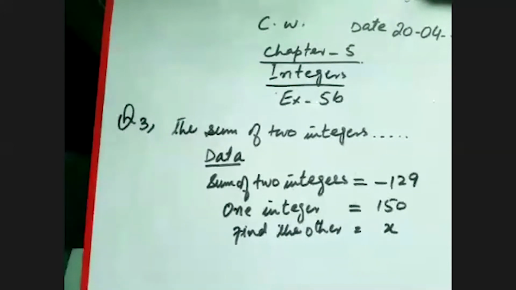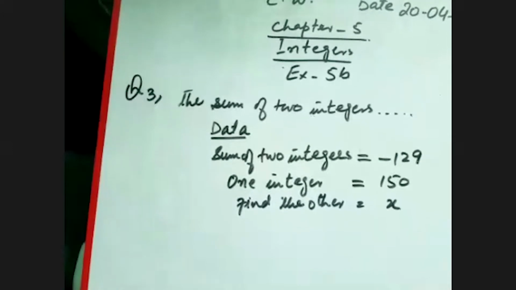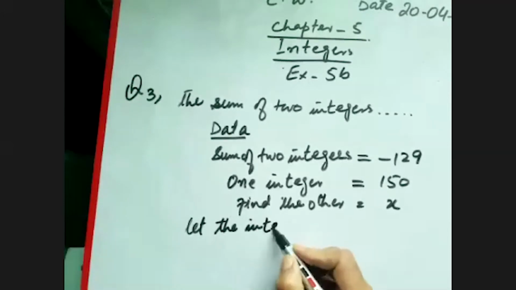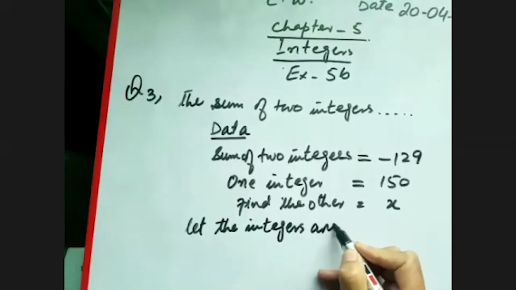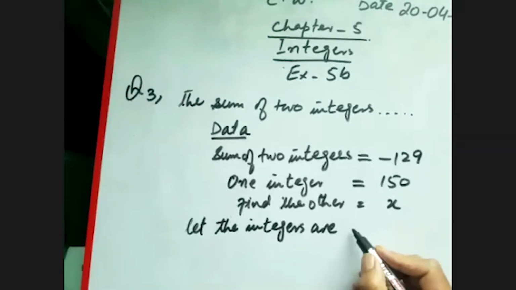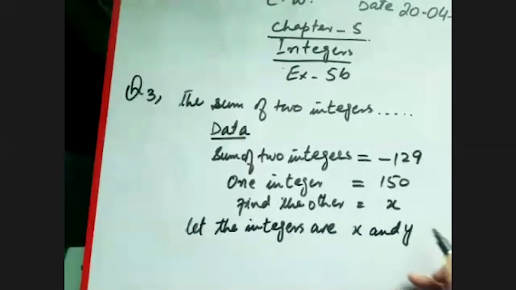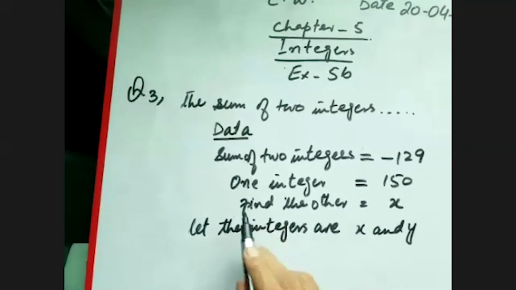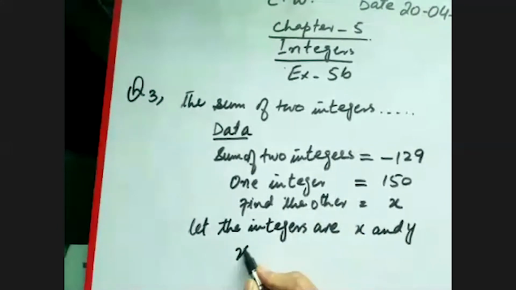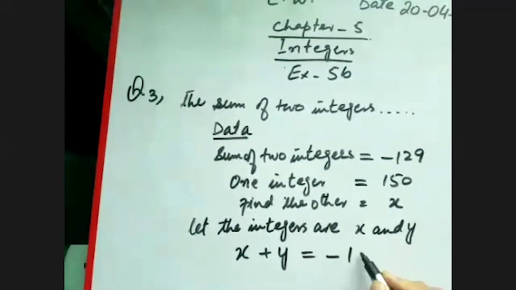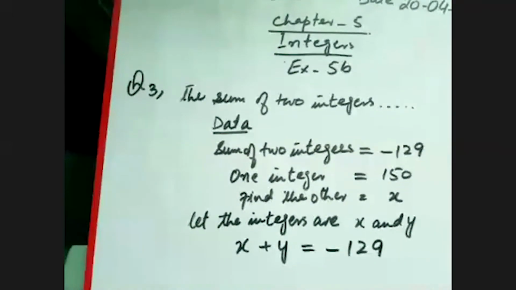Now you have to make the statement for the question. If two integers are there, let the integers be, you will suppose your integers as variables x and y. Sum of two integers means you are going to add, x plus y, which gives you minus 129 as the sum.